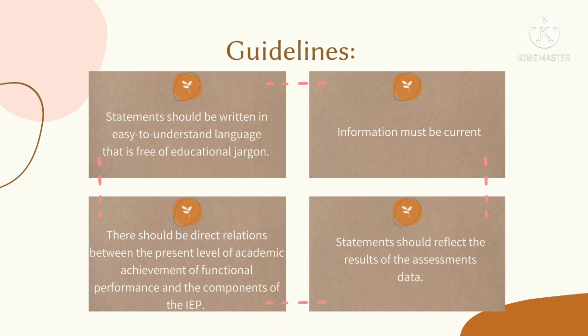Then lastly, there should be a direct relation between the present level of academic achievement of functional performance and the other components of the IEP. Thus, if the statement describes a problem with a student's reading, the reading problem should be addressed under both the goals and objectives of the specific special education and related services to be provided.